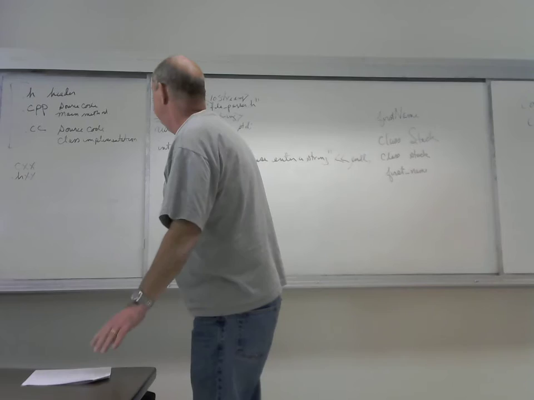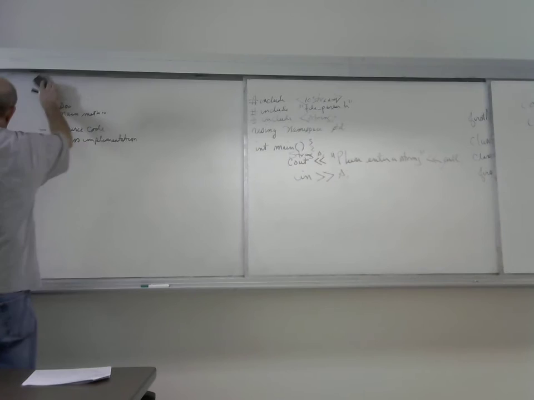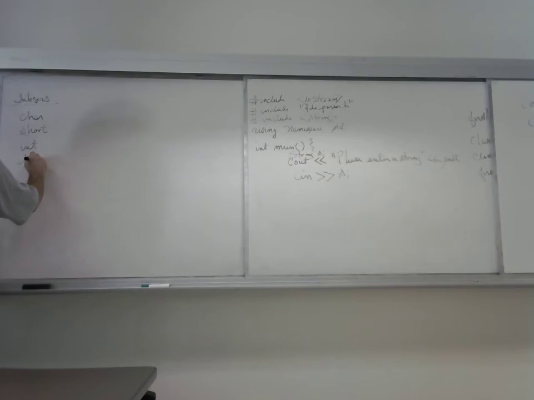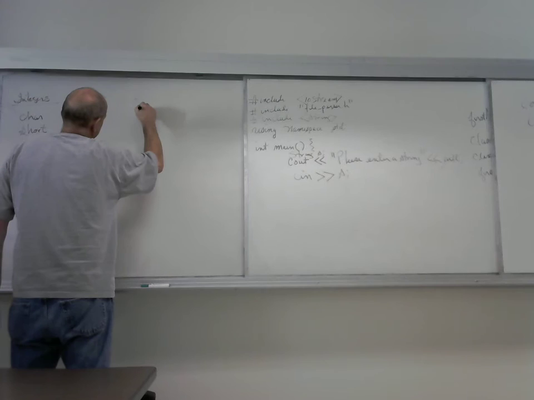Types of variables. There are some differences. Integer types: character, short, int, long. Characters in C and C++ are numbers. We think of a character as, say, this, but what it really is, is an integer.